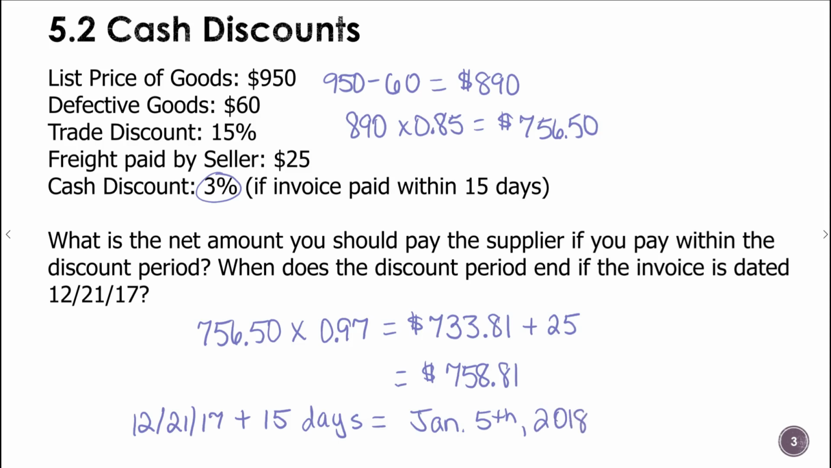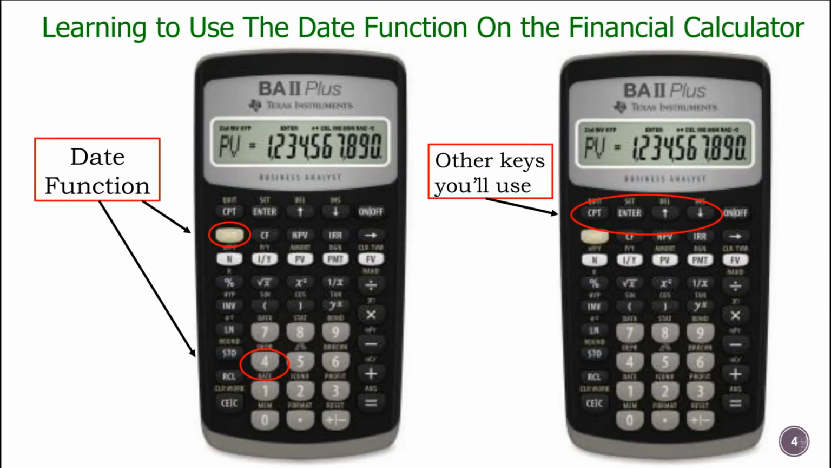So that's just a little bit of an introduction, and then we're going to do some things with the financial calculator and the date function. Now we find the date function by pressing second 1, because the date function is right above the 1 on your calculator, you'll be able to see that. And then we'll use these keys of compute, enter, and the up and down arrows because we will be scrolling through on our calculators to get to the next part.